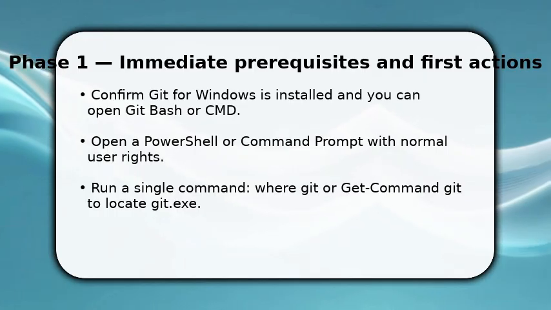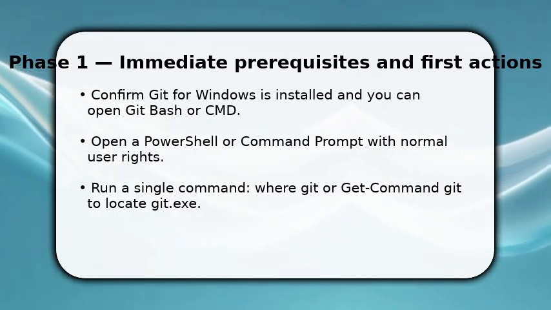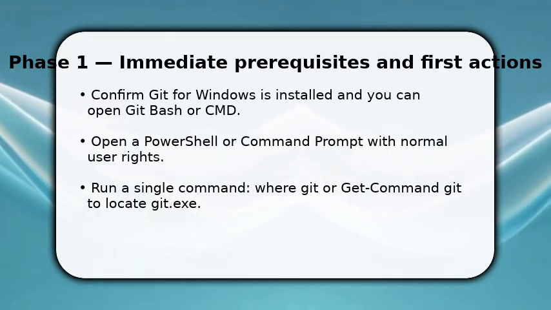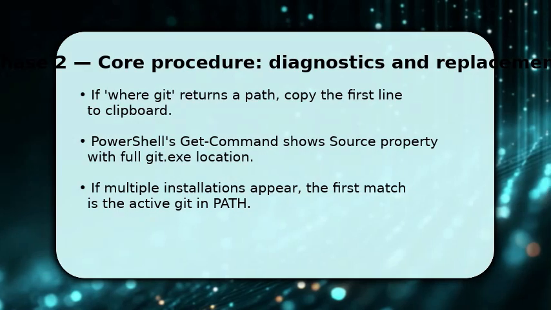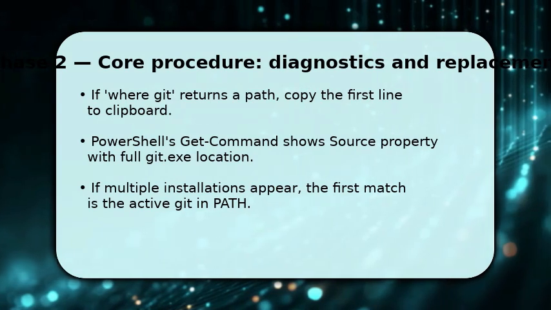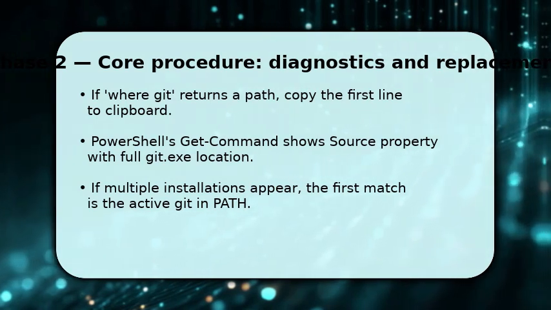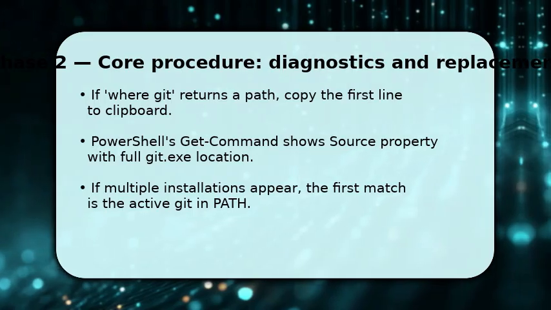Make sure to type the commands exactly. If you see multiple lines, note the first one for the executable. This step gets you the actionable file path you need. Once done, examine the output carefully, where git will list full paths, while Get-Command git includes a source property showing git.exe. You should copy the first line.